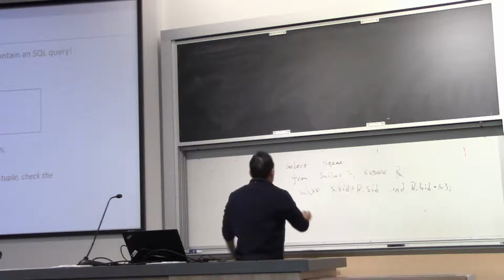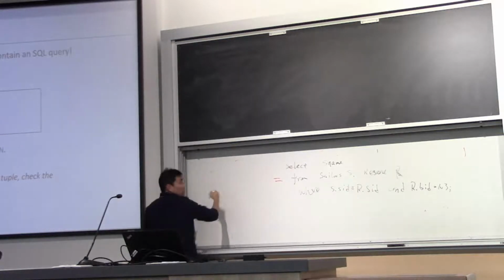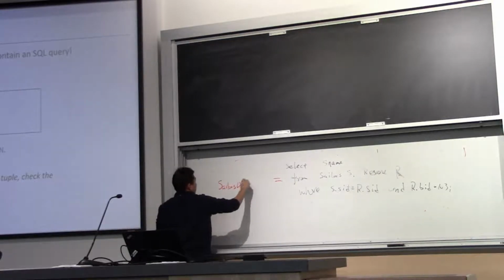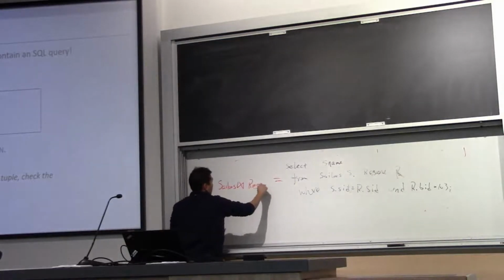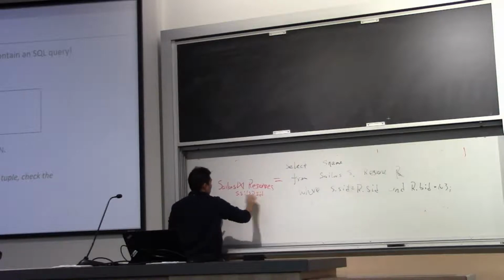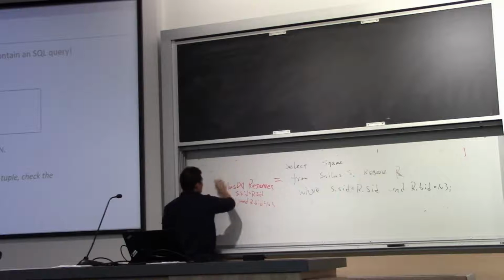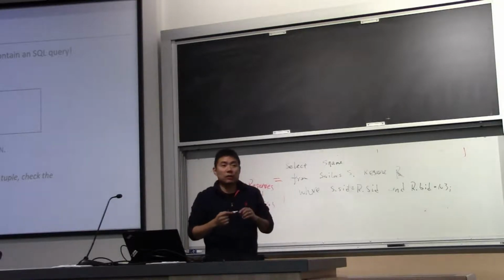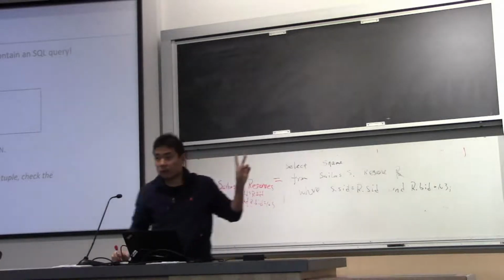Which simply translates to the relational algebra of reserves, where, then you put that out. So that's essentially what we're doing in this SQL query. Right? All of you follow this?